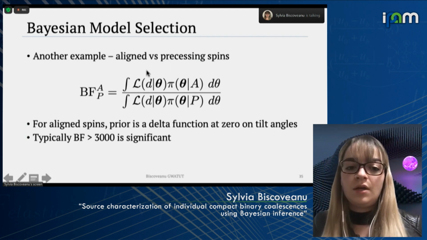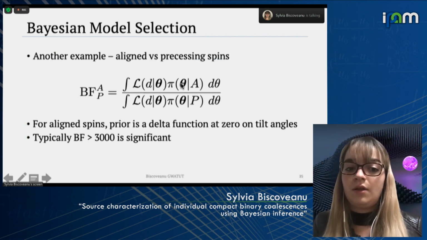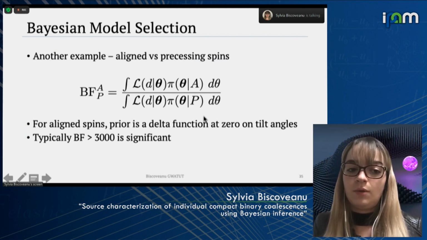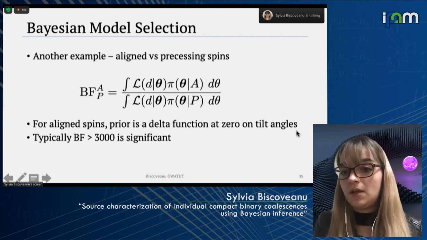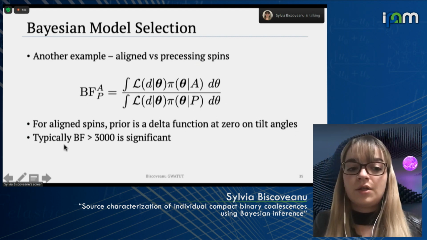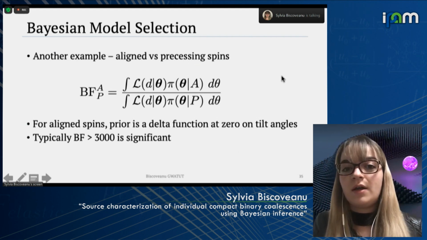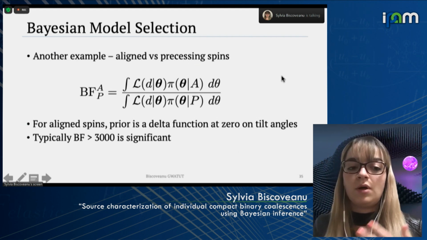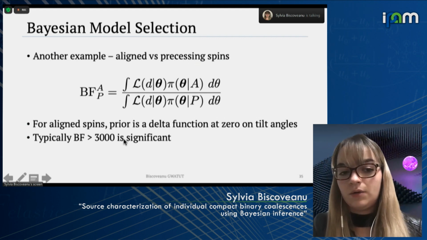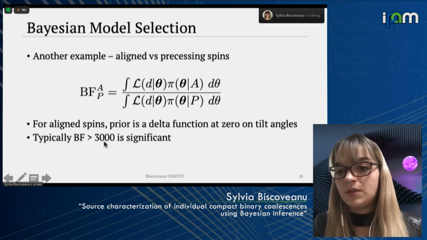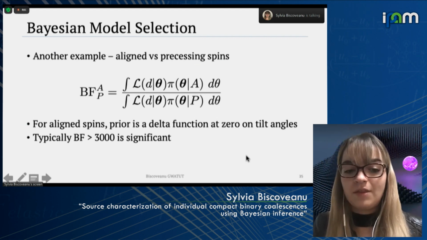And so here, the prior parameter space that we are integrating over changes between the aligned model and the precessing model. So the Bayes factor would just be the evidence calculated under one prior divided by the evidence calculated with the other. And how we quantify a strong statistical preference for one or the other is basically a Bayes factor of approximately greater than 3,000. So that would indicate a strong preference for one model over the other.